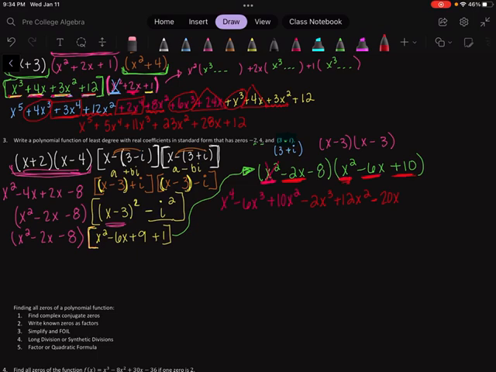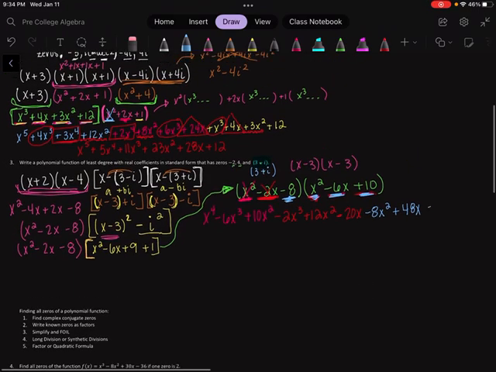All right, got to keep going. I'm going to go back to the blue here. So I'm done with this negative 2x. I now need to do negative 8 times x squared. That's negative 8x squared. Negative 8 times negative 6x is positive 24. Oops, positive 48x. And then negative 8 times positive 10, which is negative 80.